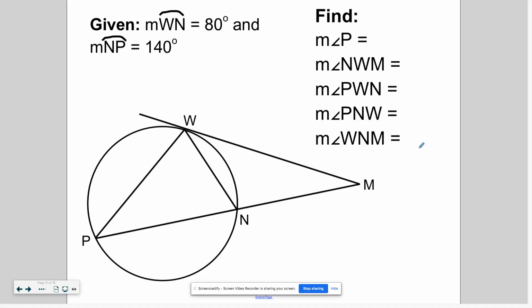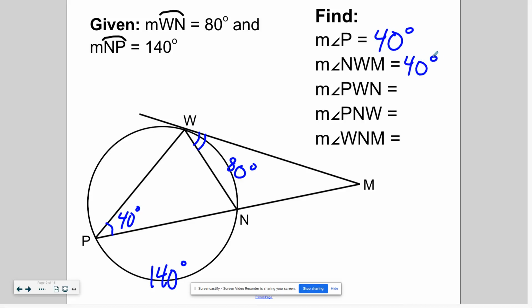Okay, another one very similar, but let's run through the numbers. Arc WN is 80. NP is 140. And we're looking for angle P to begin with. Well, P is half of the 80 because it's an inscribed angle. NWM. NWM is this angle here. That's also going to be 40.